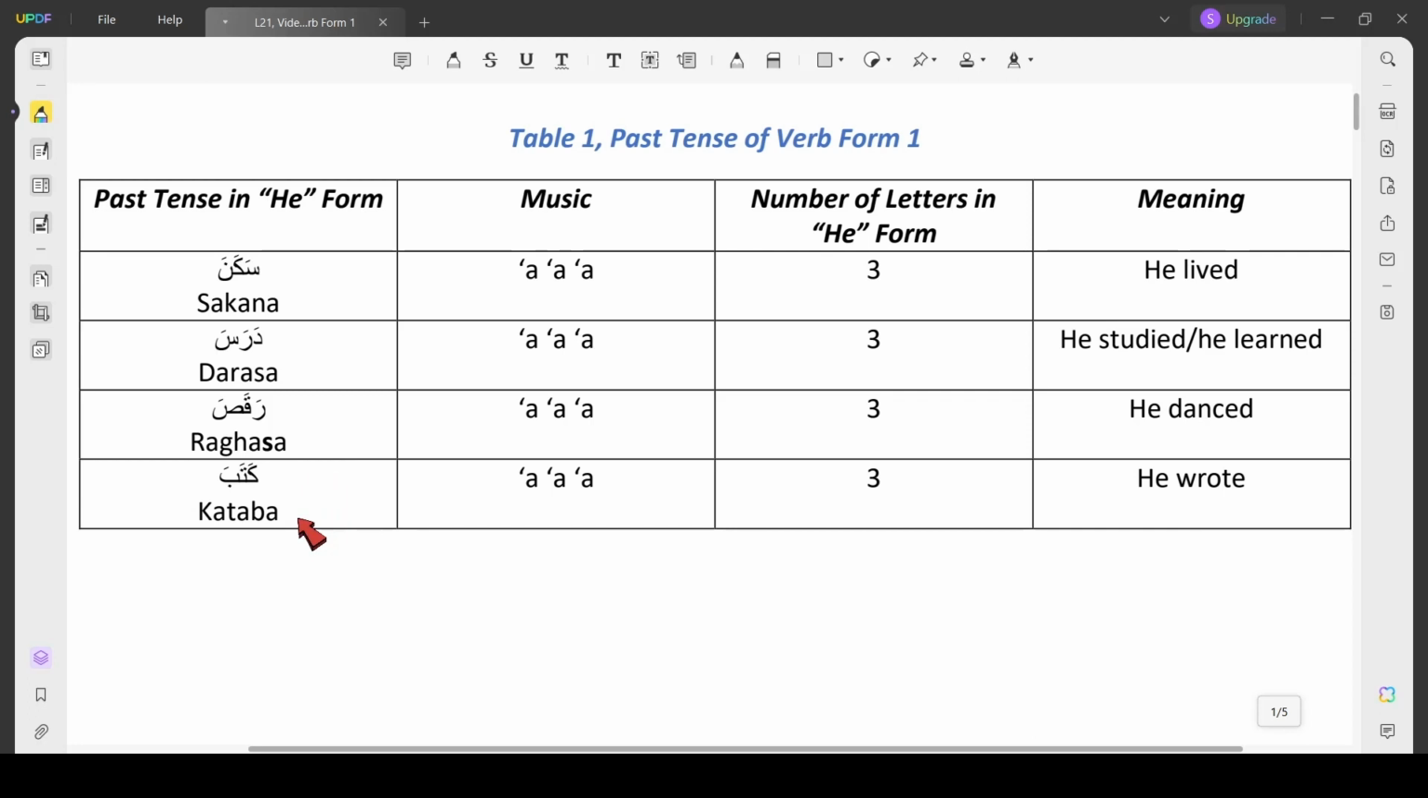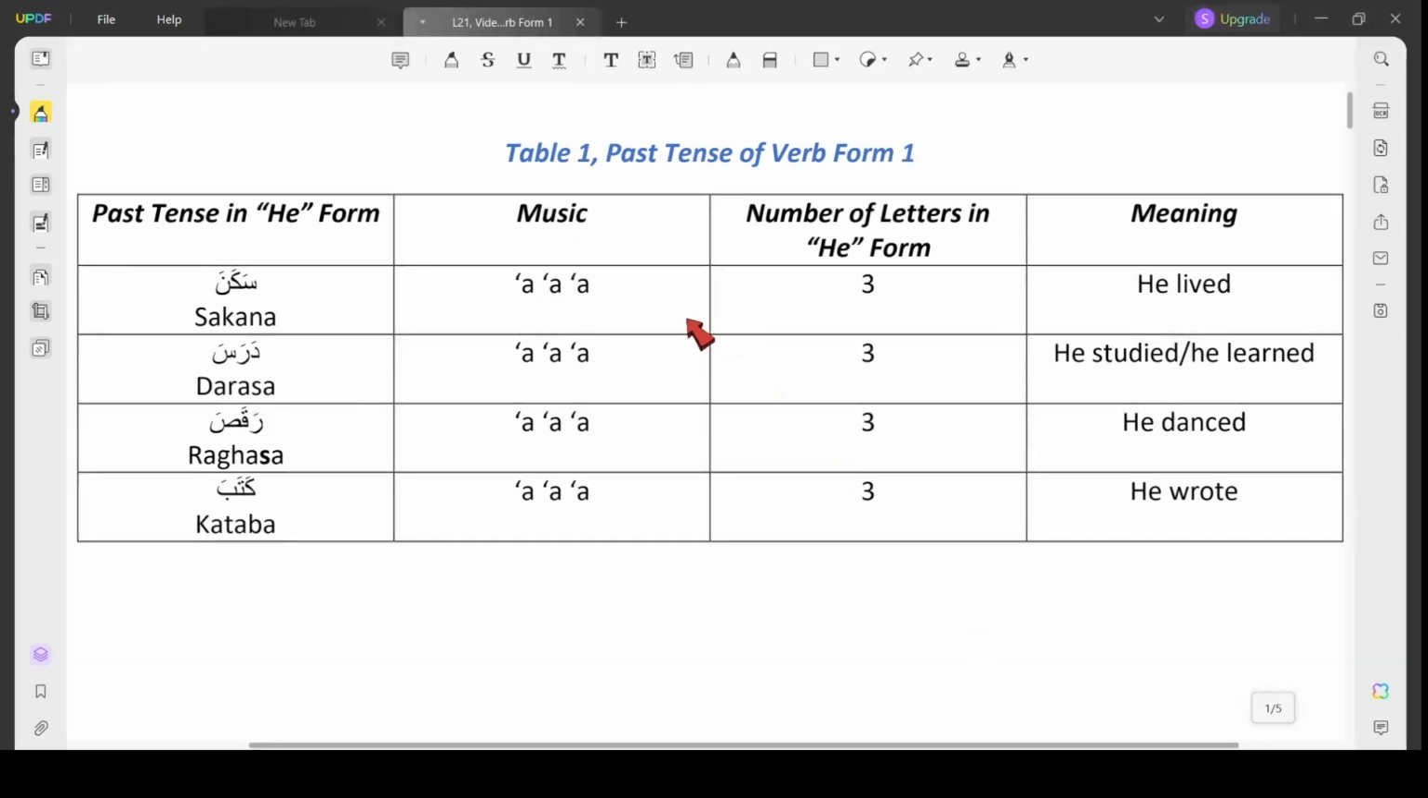Now let's go over the verbs one more time, but this time after each verb, we're also going to do the music for that verb. Let's start with the first one. Sakana. A. Again. Sakana. A.